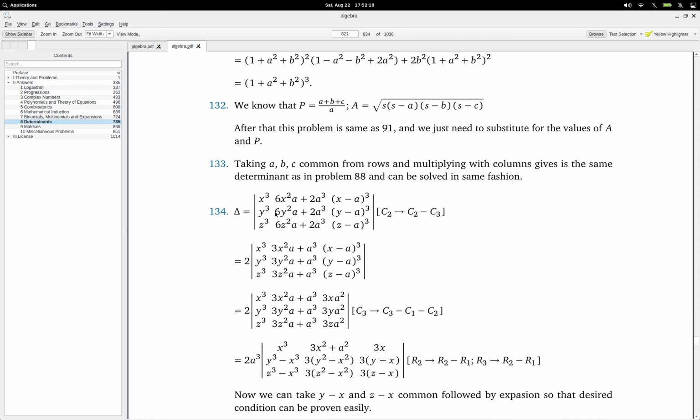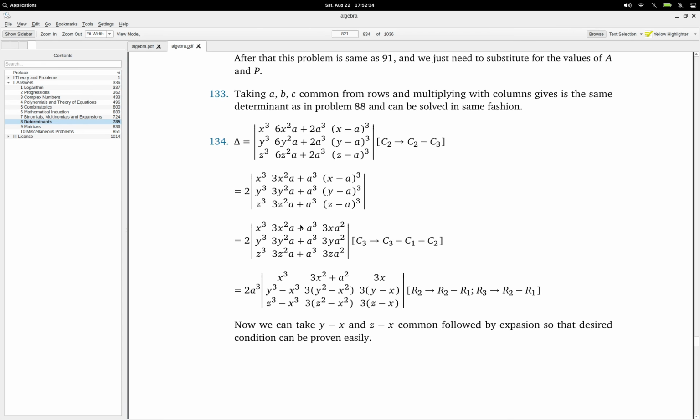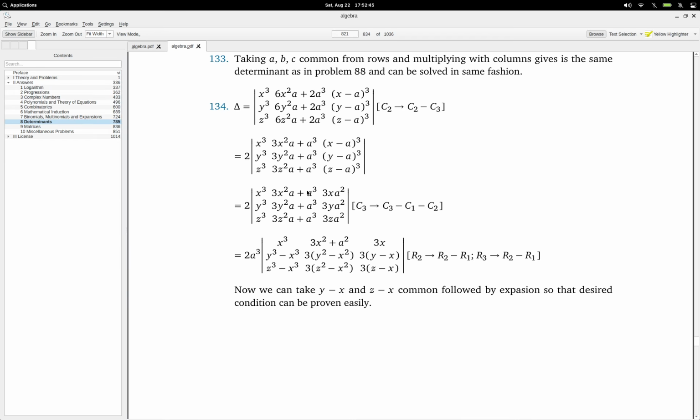So what we do here is we do column 2 is equal to column 2 minus column 3. We will be left with 6x square a plus 2a cube. We take 2 common, we are left with 3x square a plus a cube, 3y square a plus a cube, and so on. Once we have that, what we do is column 3 is equal to column 3 minus column 1 plus column 2. We will be left with 3x a square, 3y a square, 3z a square. Once we have this, we take a square common from this column and a from this. Okay, so we get 2a cube.